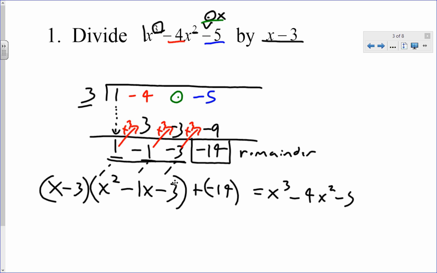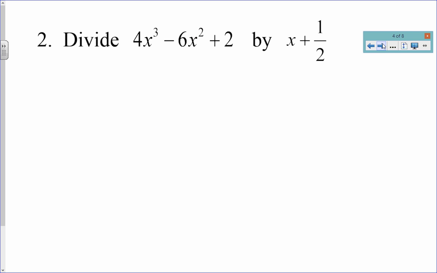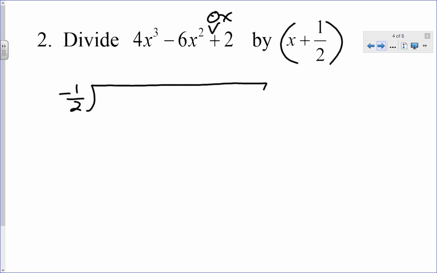Okay, so let's look at another example here. We're going to divide 4x cubed minus 6x squared plus 2 by x plus 1/2. I notice that I don't have an x term again. Here, it's x plus 1/2, so I'm going to divide by -1/2, put in my division symbol, and I get a 4 for my x cubed term. My x squared term, I get a -6. My x term is a 0, and my constant is a 2.